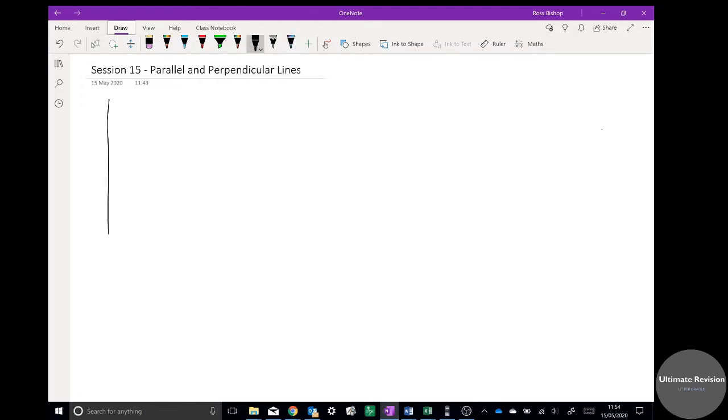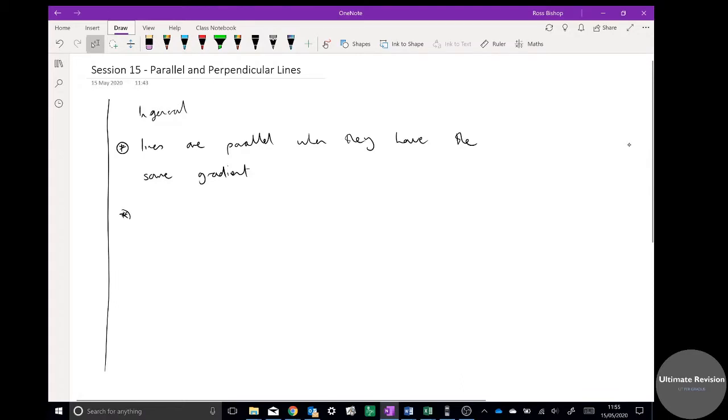Okay, so in general, lines are parallel when they have the same gradient. By definition, lines are parallel when they have the same gradient. For perpendicular lines, when you multiply the two gradients together, they equal -1.